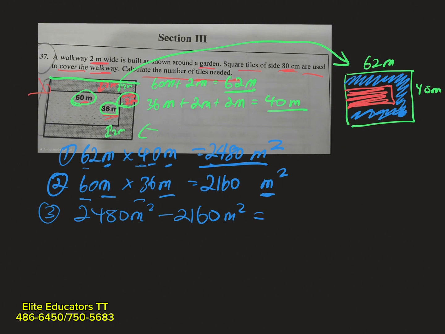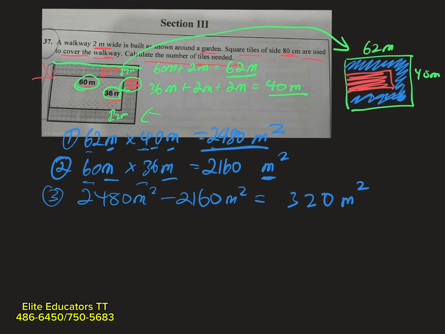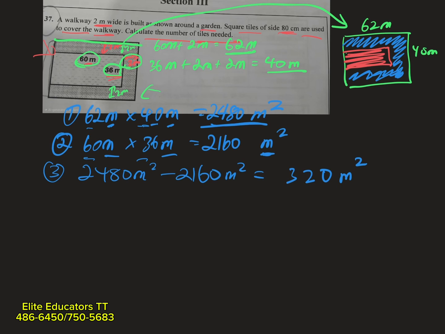And when we subtract that, we will get 0 minus 0 is 0. 8 minus 6 will give us 2. And 24 minus 21 is 3. 320 meters squared. Now, some students who tackle this question might make an error where they want to divide this by the 80. But no, guys, that is just the side. That's just one side of that square.